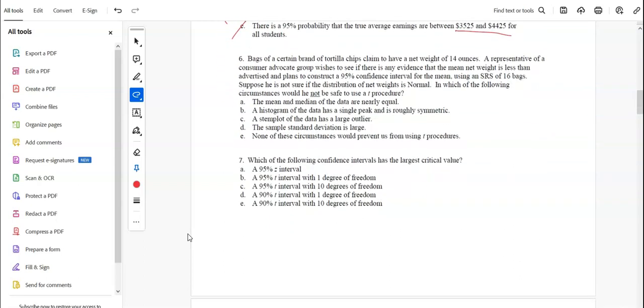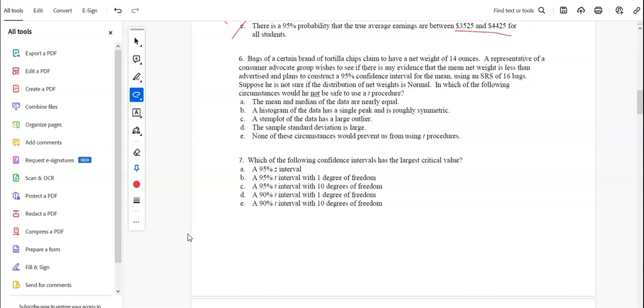Bags of a certain brand of tortilla chip claim to have a net weight of 14 ounces. A representative from the Consumer Advocate Group wishes to see if there's any evidence that the mean net weight is less than advertised and plans to make a 95% confidence interval. Using a simple random sample of 16 bags, suppose he is not sure if the distribution of net weight is normal. In which of the following circumstances might he not be safe to use a T procedure? Okay, so what are the conditions here for this?